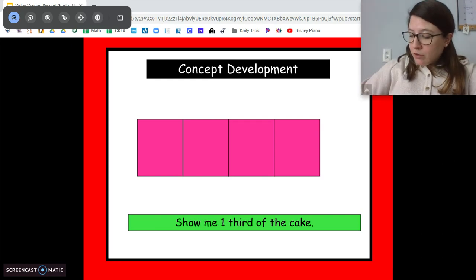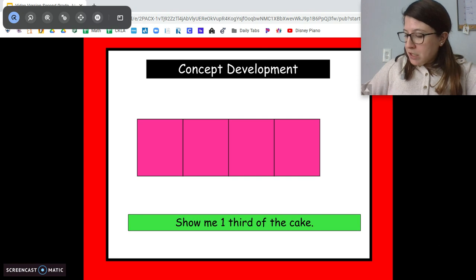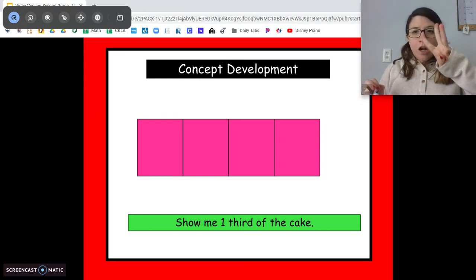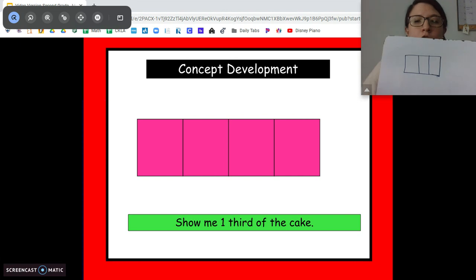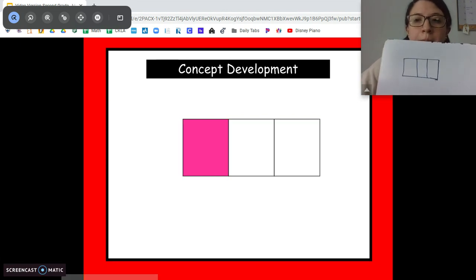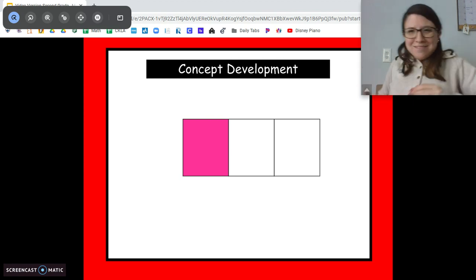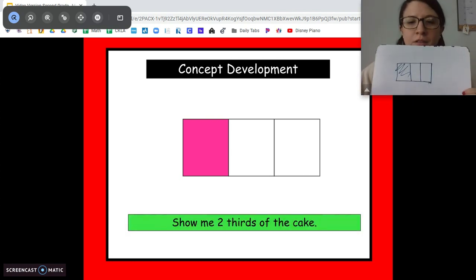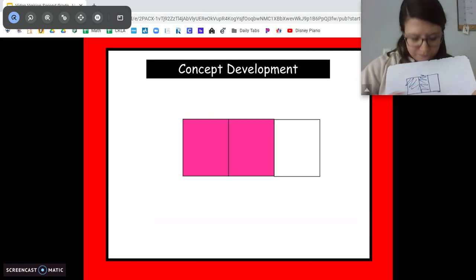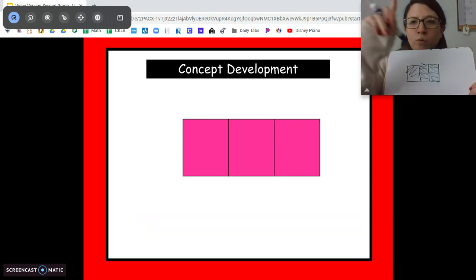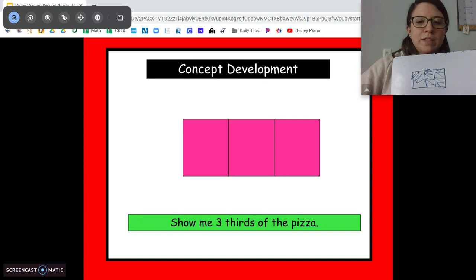I would love for you to draw another sheet cake and partition it into thirds. Thirds. How many partitions, how many equal shares will we have? Good. Thirds. Show me 1/3. Wasn't ready. 1/3. 2/3. 3/3. Which equals 1. Oh, you guys are awesome.